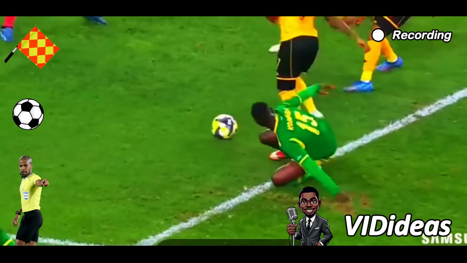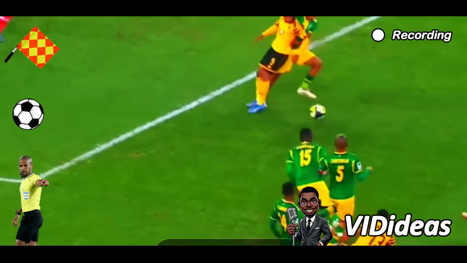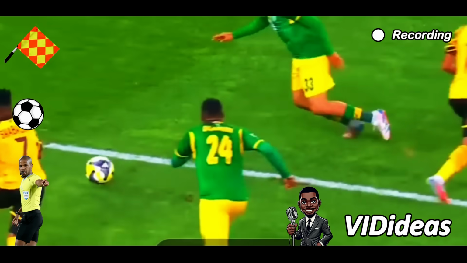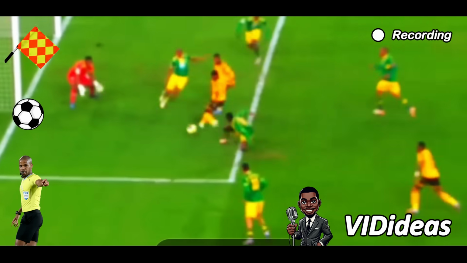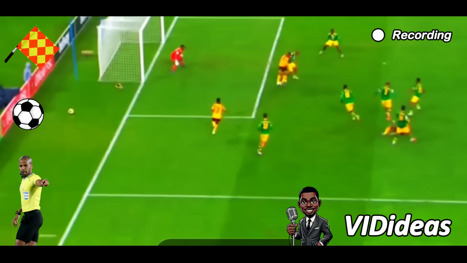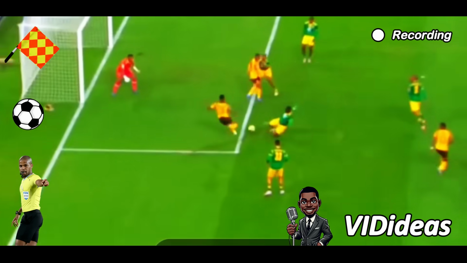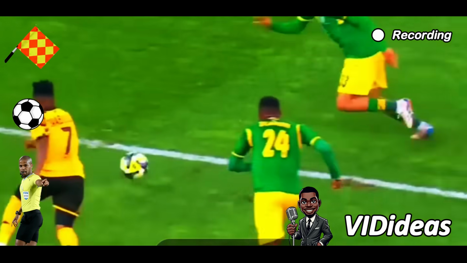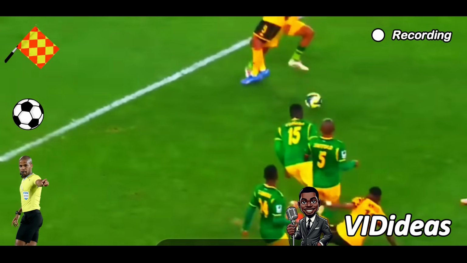So according to FIFA Law 11, this goal should have been allowed. It is a clear goal. So the officials got it wrong in this case. Golden Arrows benefited, Kaizer Chiefs was robbed. Let's go to the next one.